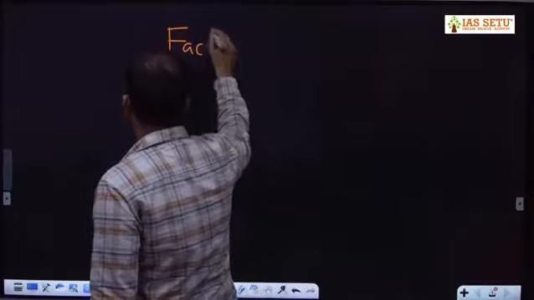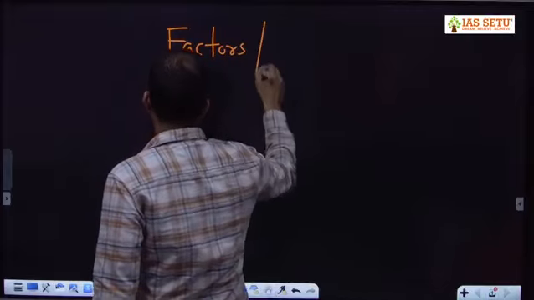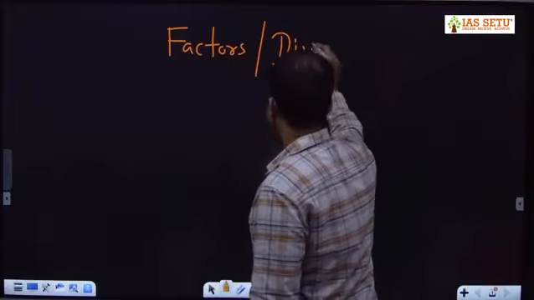So you put heading factors or divisors. थोड़ा वॉल्यूम बढ़ाना पड़ेगा.